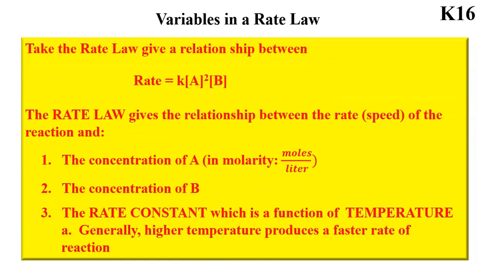Okay, take the rate law, rate equals K times concentration A squared times B. The rate law gives the relationship between the rate, or speed, of the reaction and, 1, the concentration of A in molarity, so moles per liter, 2, the concentration of B, and 3, the rate constant, which is a function of temperature. Generally, higher temperature produces a faster reaction rate, just like the glow sticks. So those are the 3 things that affect how fast a reaction takes place: the concentration of the reactants and the value of K, which is determined by the temperature at which the reaction is taking place.